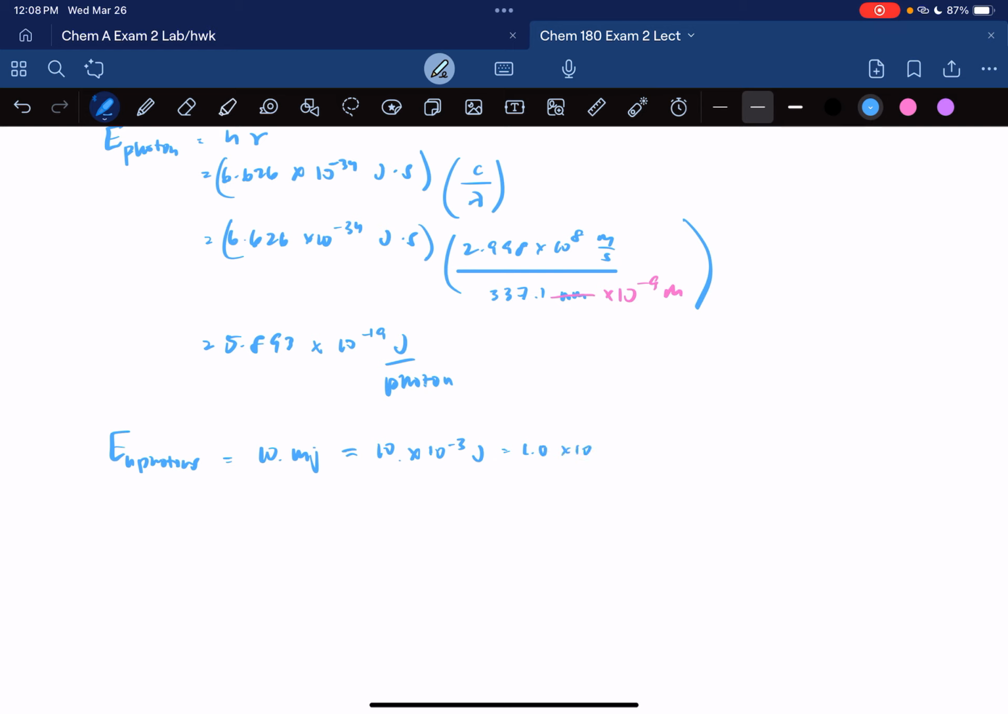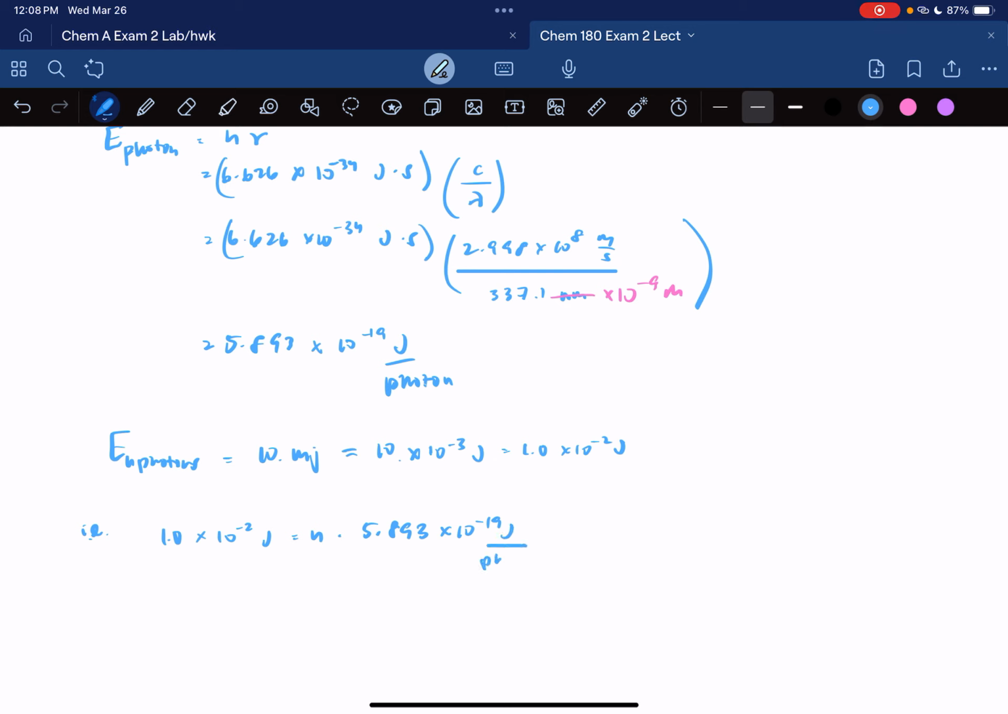Okay, so therefore I have to say 1.0 times 10 to the negative 2 joule is equal to n. I'm not sure what that is yet, so I'll just say n times each one. And each one is what? 5.89 and 4.893 times 10 to the minus 19 joules per photon.